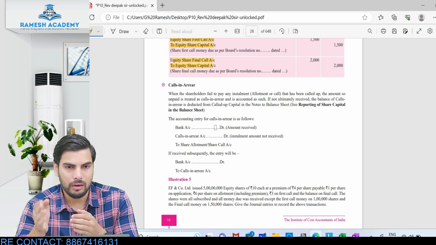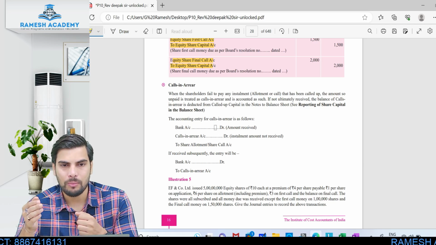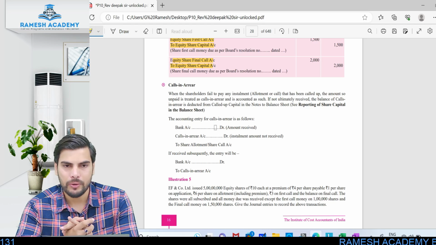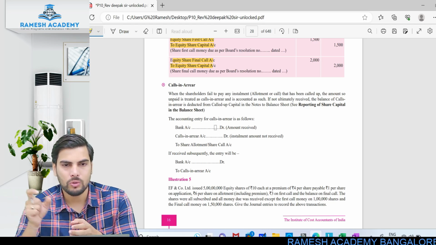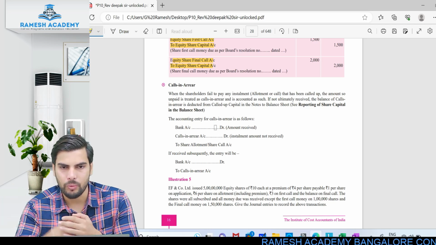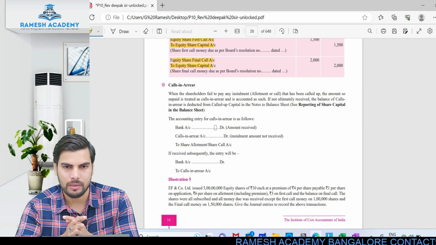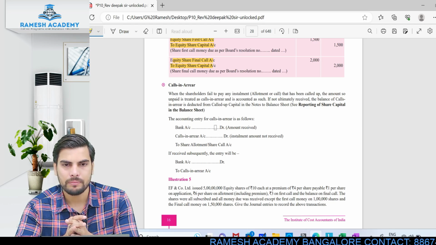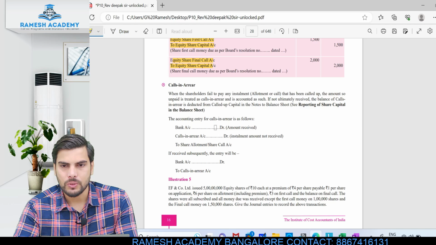Just like how we credit the share capital to the extent of face value or nominal value, the excess amount, that is the premium amount, will be credited to securities premium. So wherever you find the share capital, securities premium will be added over there, as simple as that. Is this clear? Any doubt, any confusion so far? Hope you guys understood this.